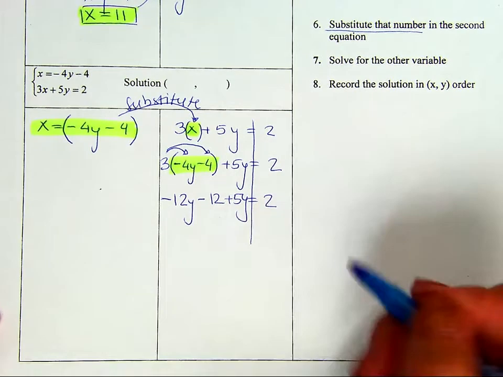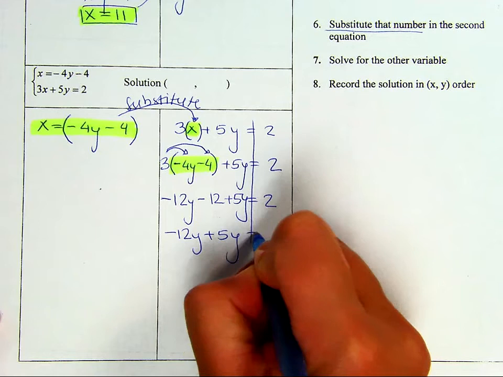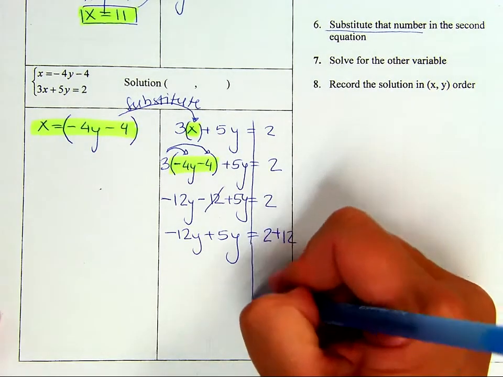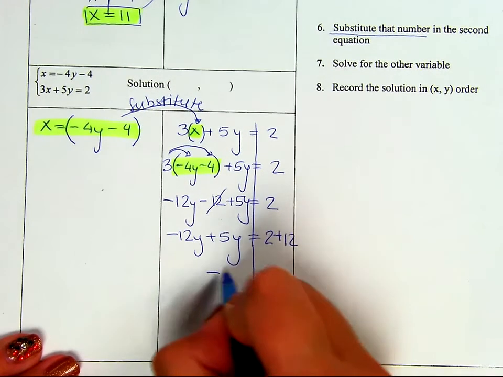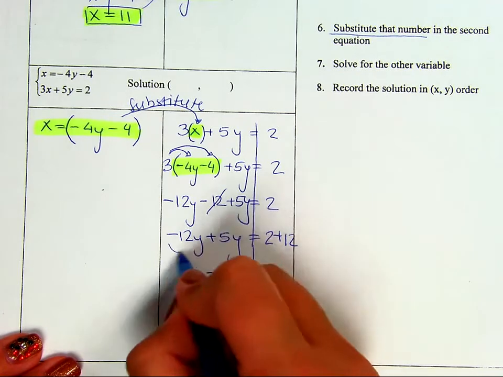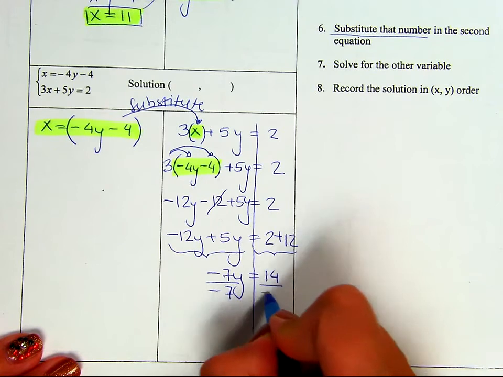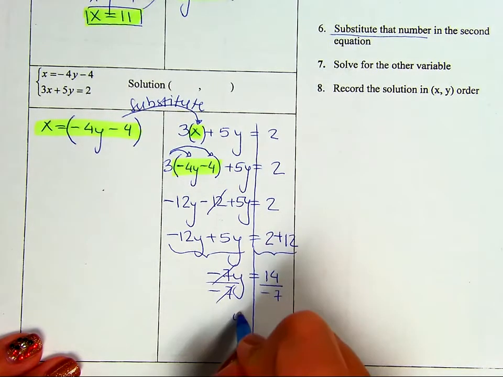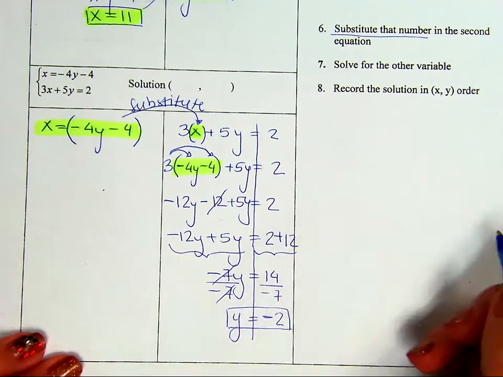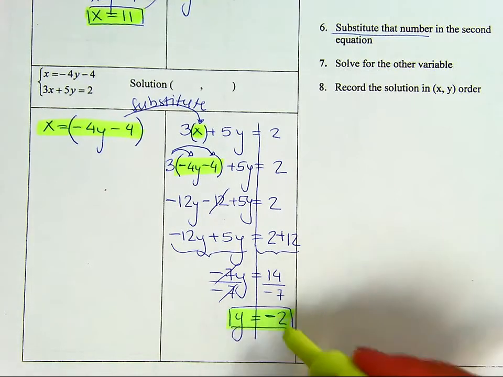Keep solving, combining the like terms, negative 12y plus 5y. Using inverse operation, we add the 12 to the constant side. Combining the like terms, negative 7y equals 14, using the integer rules. Dividing by 7, using inverse operation, dividing by negative 7. Positive divided by negative will be negative 2. That is the y value of the solution.